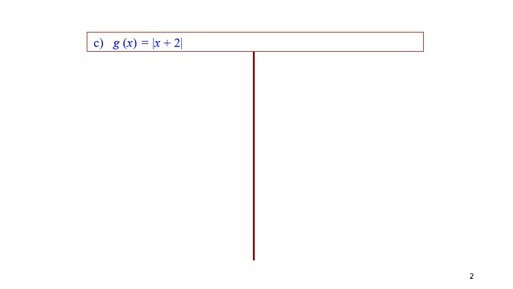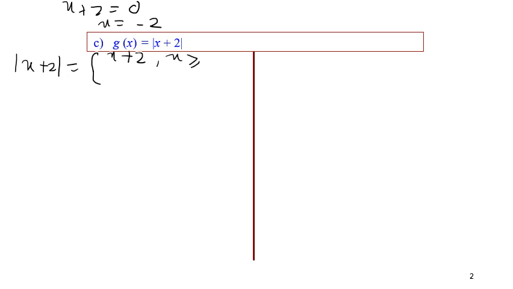So for absolute function, you need to find the point of x where the function changes between positive and negative definition. In this case, we equate x plus 2 with 0, so we get x equals to negative 2. So the positive definition is defined for x greater or equal than negative 2, where for negative definition, it is for x less than negative 2.